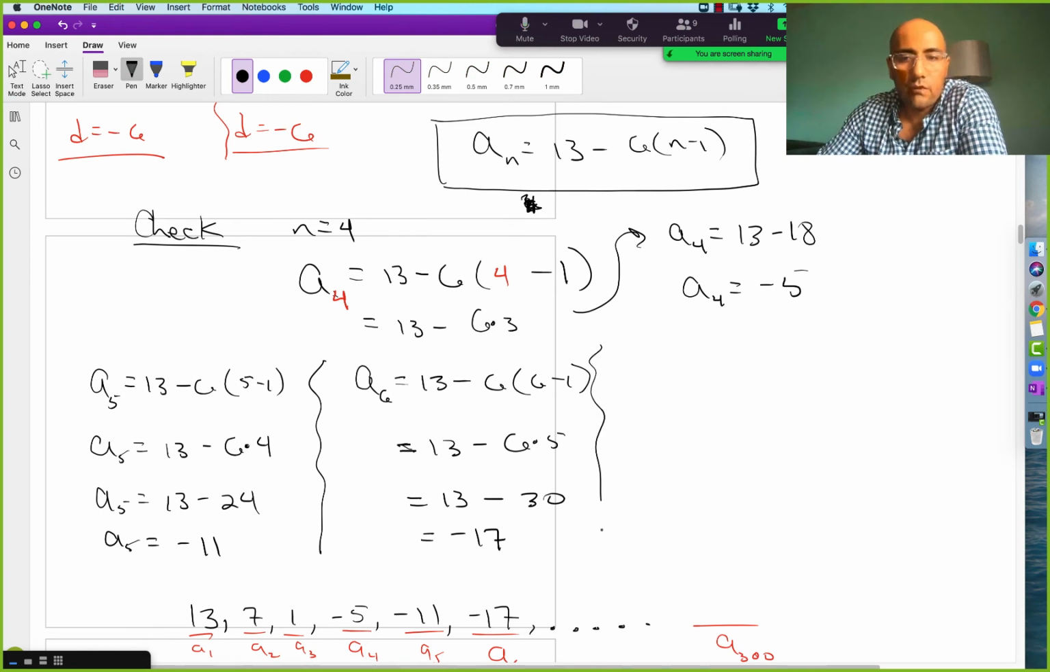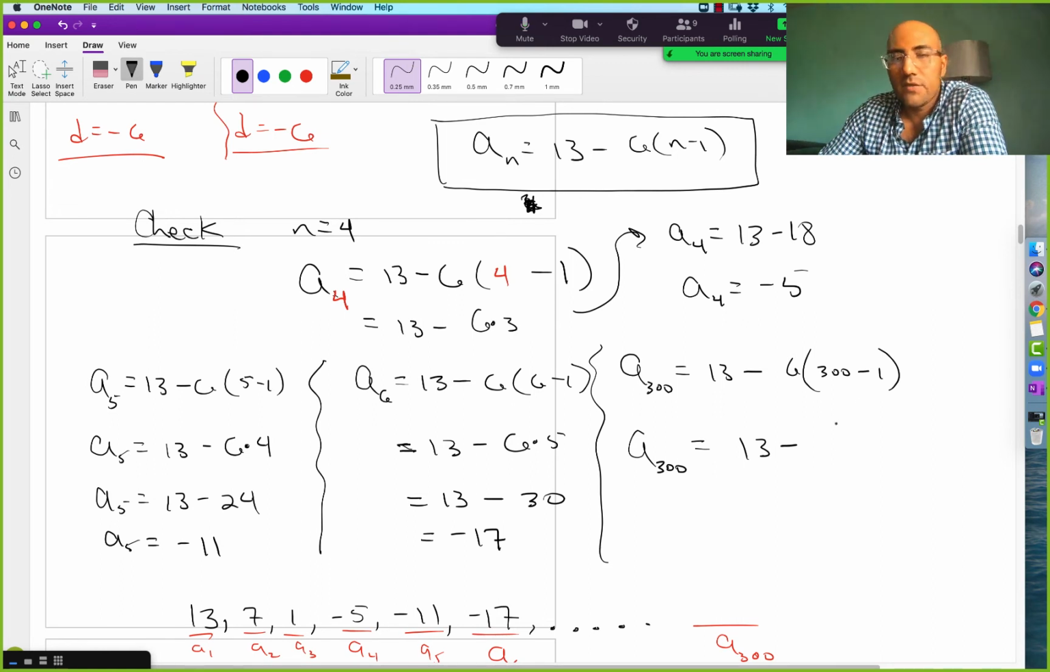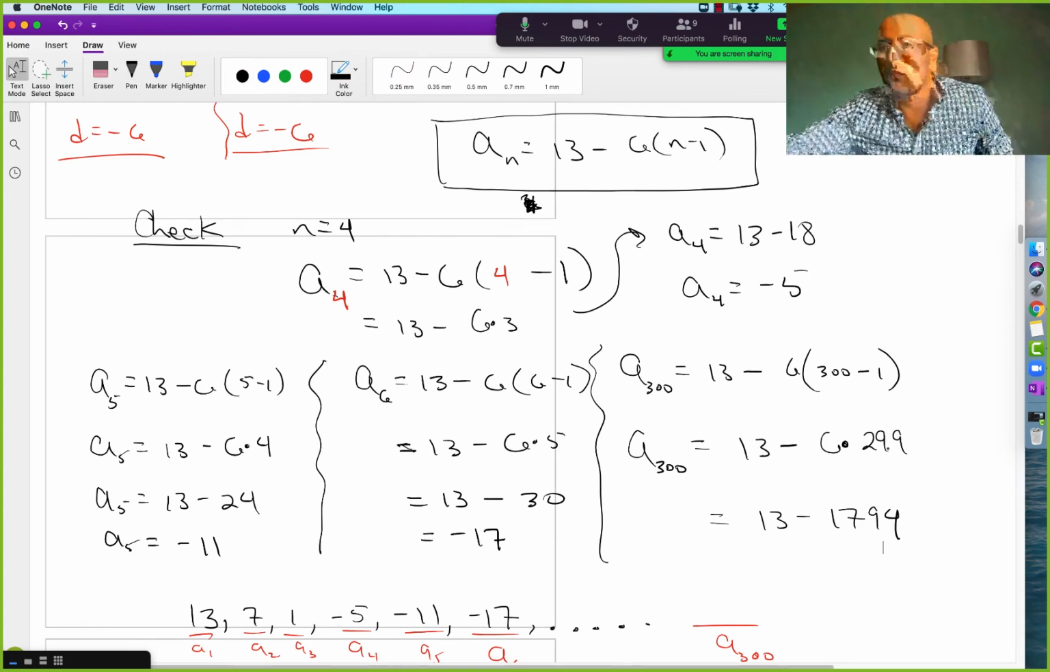Right, so now a sub 300 is just equal to 13 minus 6 times 300 minus 1. Good. So a sub 300 is equal to 13 minus, what's that going to be? 6 times 299. So that should be 1,794, I think. No, I'll use my phone.